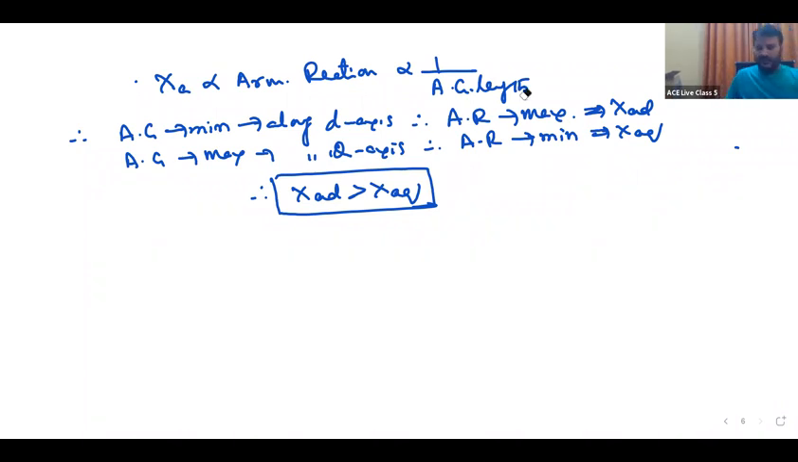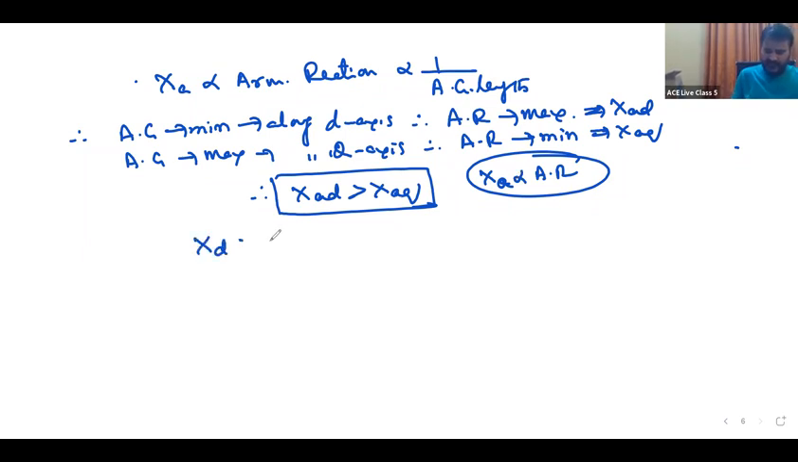Now, what about XD? Definitely XD also will be greater than XQ, because XEA is proportional to armature reaction. That's the reason it is coming. So XD will be greater than XQ.